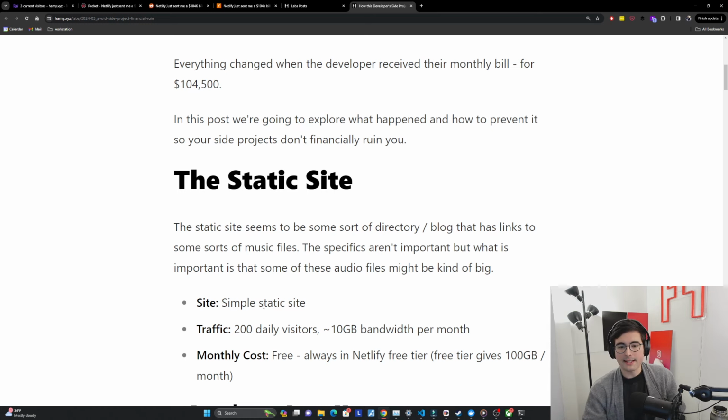So it's a simple static site, getting some traffic regularly, serving about 10 gigabytes of bandwidth per month. But for the past 4 years, it was free. It was always in that Netlify free tier because the free tier, at time of writing, gives about 100 gigabytes a month of data egress.